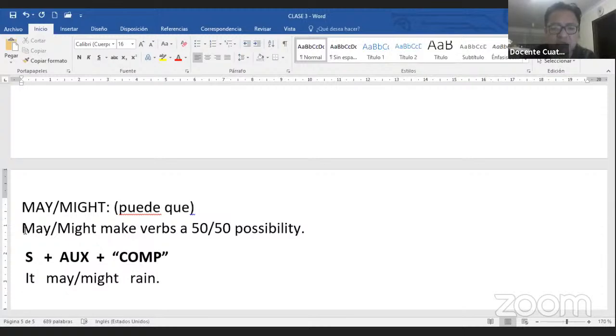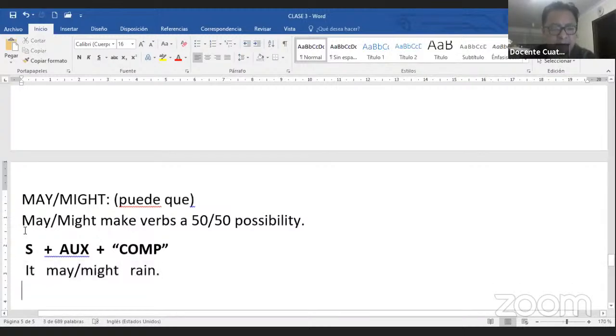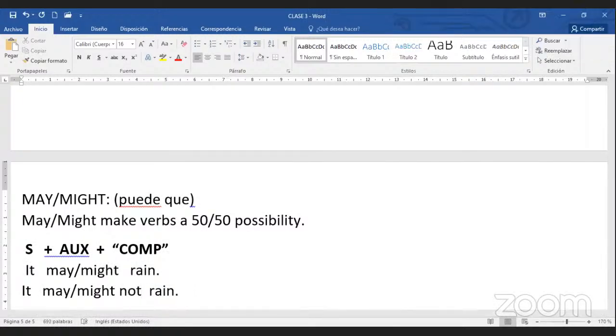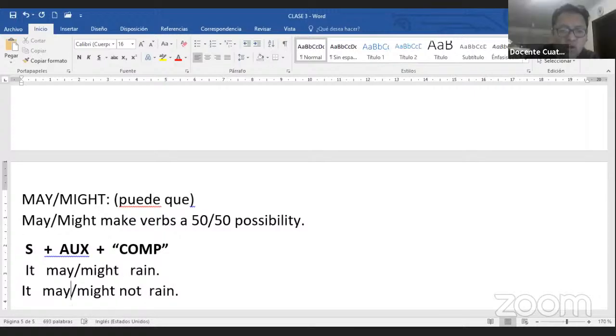And what's the other 50? It may not, or it might not rain. Puede que no llueva. That's 50-50 possibility. Okay? If you are optimistic, you could say it might not rain. If you are pessimistic, it may rain. Okay? Depends on you.